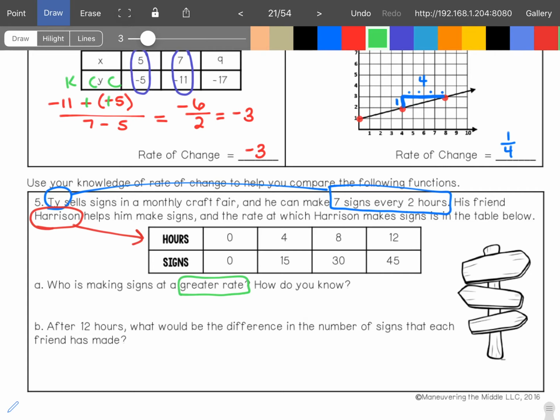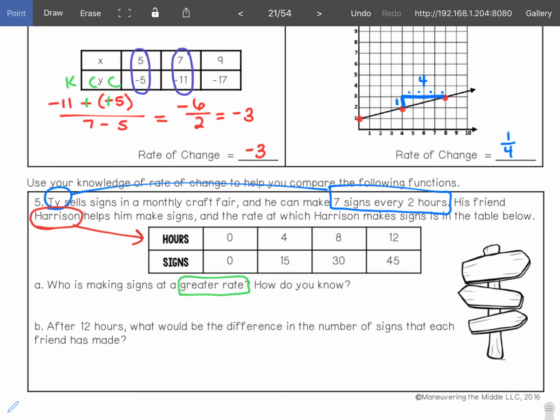So there's a couple of ways you could go about doing this. One is if you know that Ty sells 7 signs in 2 hours, and then you come over here and look at Harrison, he sells 15 signs in 4 hours. So we don't have 2 hours on here. We have 4 hours. Well, if we want to compare this one, if this is 4 hours and this is 2 hours, we could double this 2 hours and make it 4 hours, which means we would double the 7 signs and we would have 14 signs.